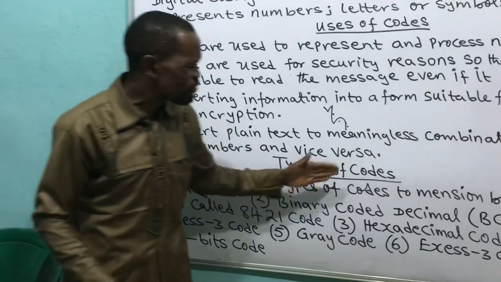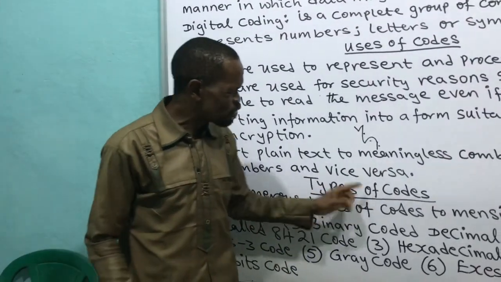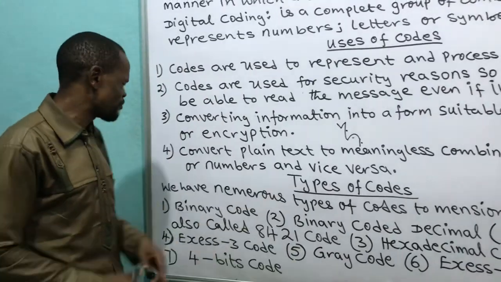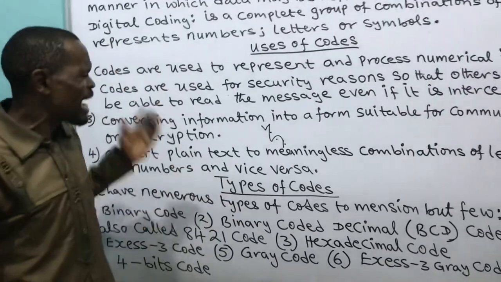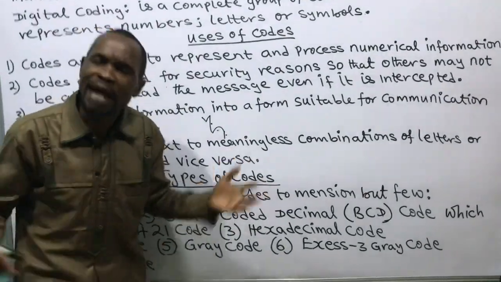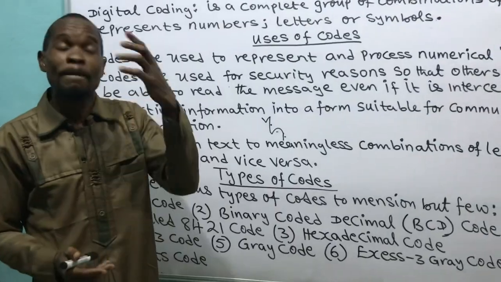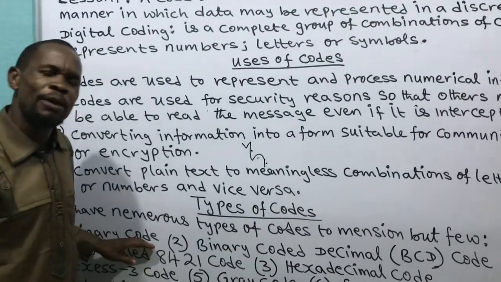We come to types of code, which we are going to deal with in full detail. We say we have numerous types of code. To mention but a few, we have number 1, binary code, which we call base 2.